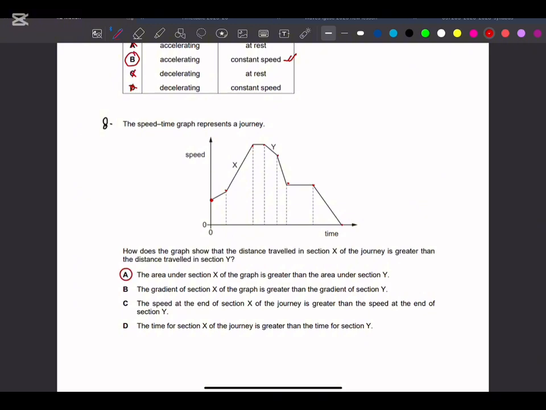The simple thing is that here we are not talking about the gradient, be careful. Here we are interested to know what the area under the curve is. So under section X, the area is greater as compared to the area under section Y. So this is actually the right answer, that the area under section X of the graph is greater than the area under section Y. So it's very simple. The rest obviously are not correct.